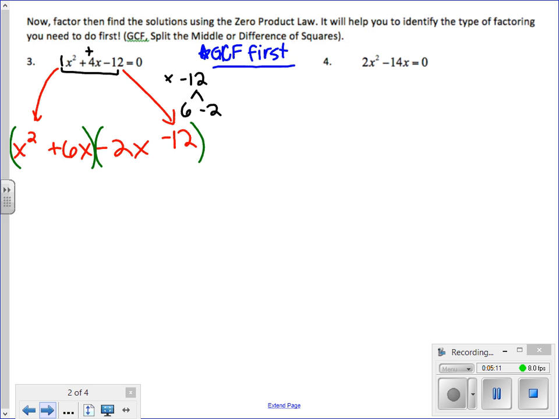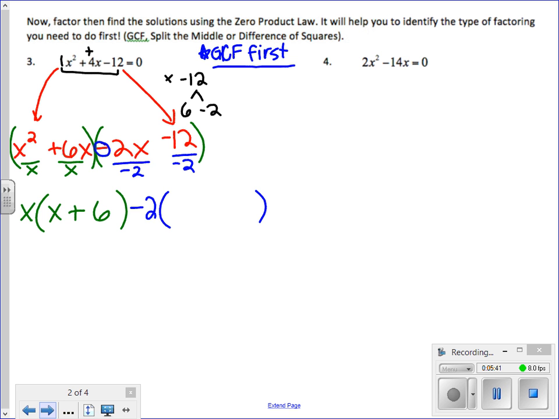From those groups, you're going to look for a GCF. So the GCF between x squared and 6x is just x. I divide the x out of both terms, and I end up with x plus 6. Now when I look at the second set of terms, because this negative 2 is negative, my GCF is going to be negative, and the GCF looks to be negative 2. So I'm going to take a negative 2 out of each term, and I'm left with x plus 6. Remember that a negative 12 divided by a negative 2 is positive 6.